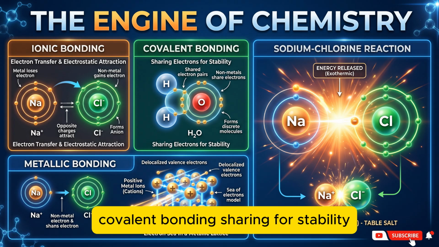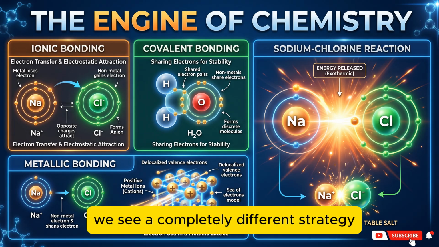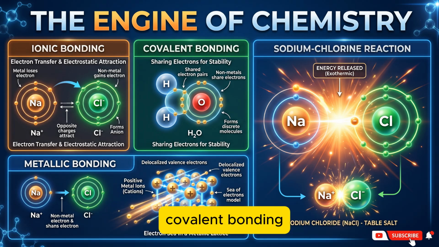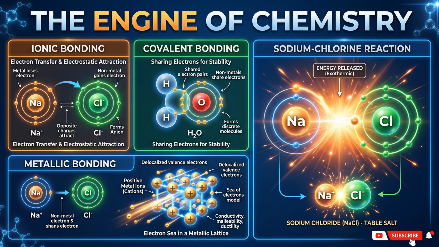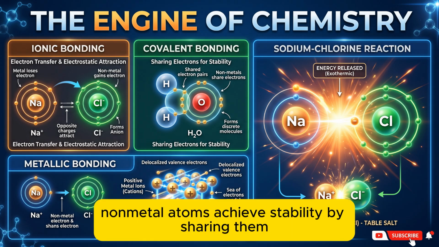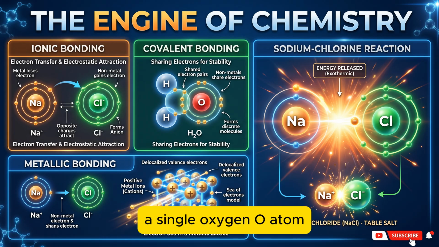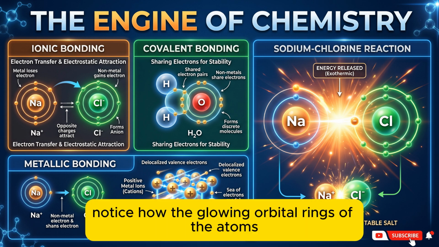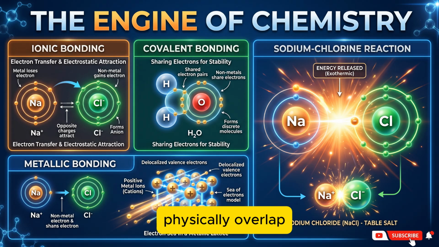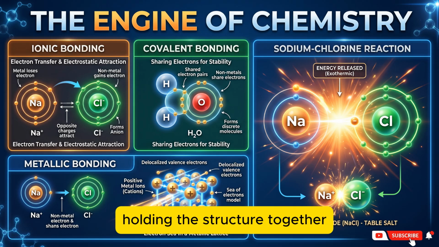Covalent bonding, sharing for stability. Moving to the center green panel, we see a completely different strategy, covalent bonding. Instead of outright stealing or giving away electrons, non-metal atoms achieve stability by sharing them. The graphic highlights a classic example, a single oxygen O atom bonded to two hydrogen H atoms to form water, H2O. Notice how the glowing orbital rings of the atoms physically overlap. Within those overlapping spaces, you can see shared electron pairs holding the structure together.